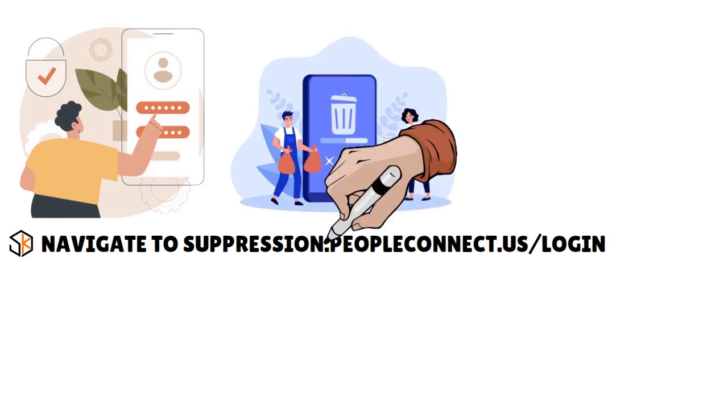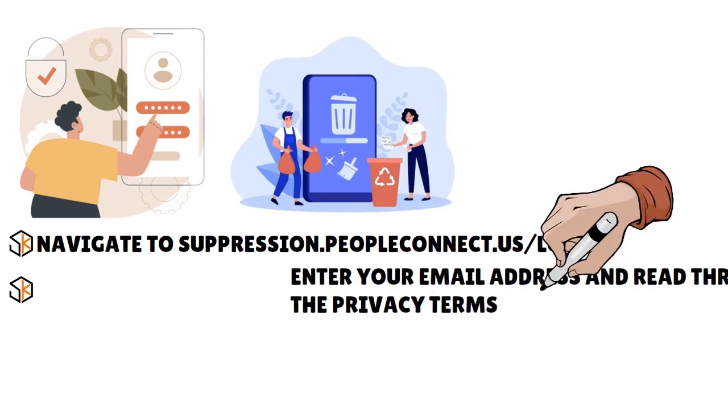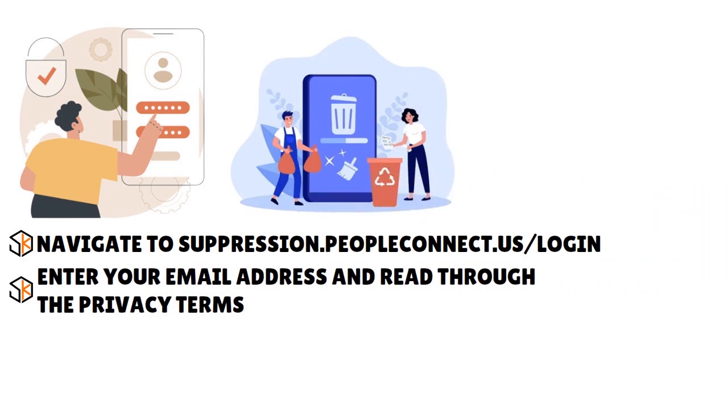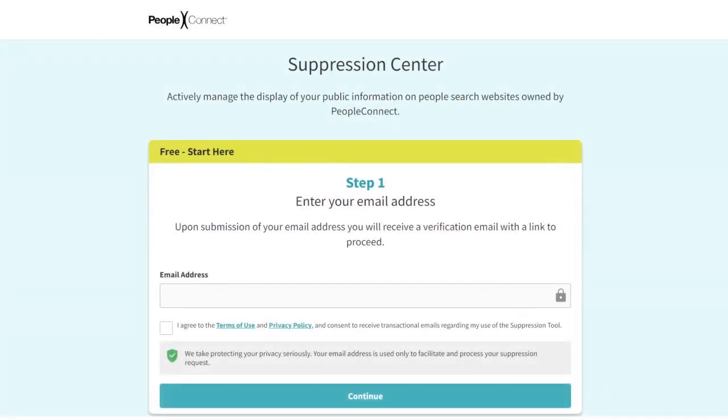So basically, you want to navigate to suppression.peopleconnect.us.login. Okay, and there you have to do a couple of things. You want to enter your email address and read through the privacy terms. Now, the privacy terms are kind of convoluted, but hey, listen, take the time to read through them and make sure that you are in agreement. Otherwise, you will sign something that you have no idea about. People sometimes say, well, nobody reads the fine print. That's true, but that's why they get in trouble. So if you want to avoid getting in trouble, you want to read the fine print.